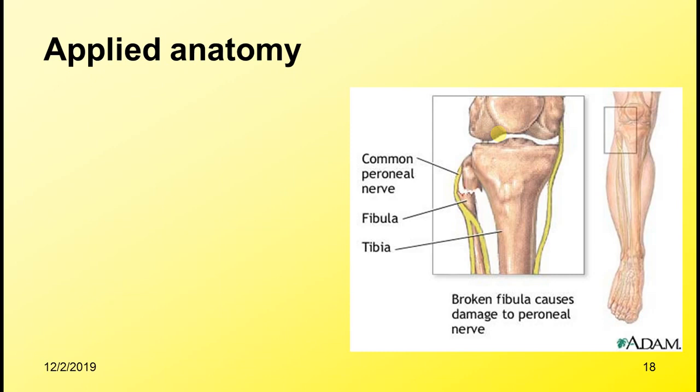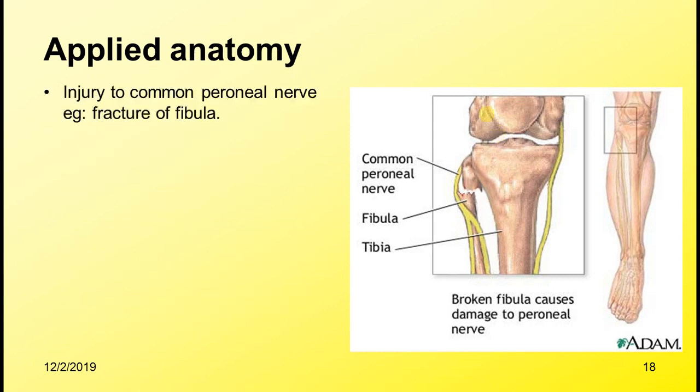Coming to the applied anatomy, so common peroneal nerve injury. Okay, so injury to the common peroneal nerve when there is a fracture of the neck of fibula. Any undue pressure or trauma, what happens is fracture of the neck of fibula. Then the common peroneal nerve is injured, then it leads to foot drop.